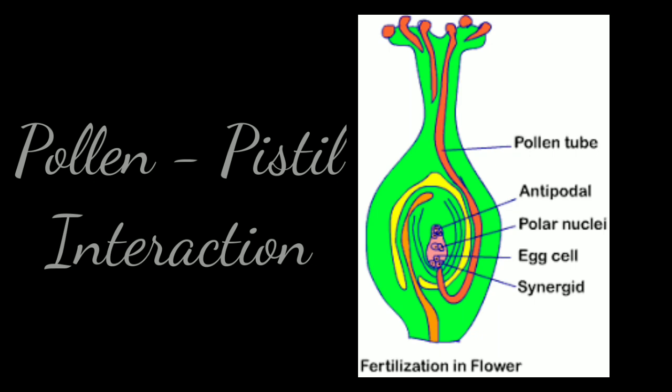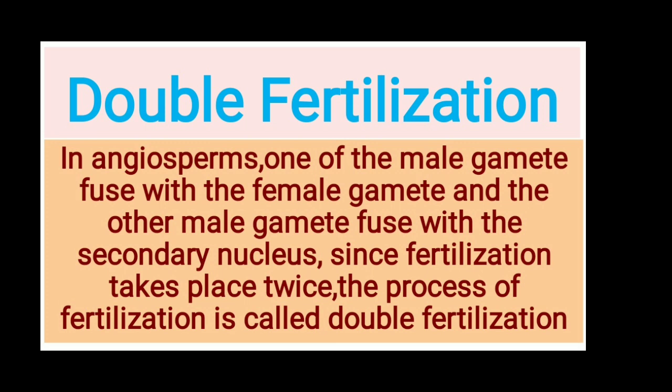In case of angiosperms or the flowering plants, the fertilization is said to be double fertilization. So let's know why. The term fertilization means the process of fusion of two gametes, that is the male gamete and the female gamete. So in case of angiosperms, the fertilization is called double fertilization. Now let's see what is the meaning of double fertilization.